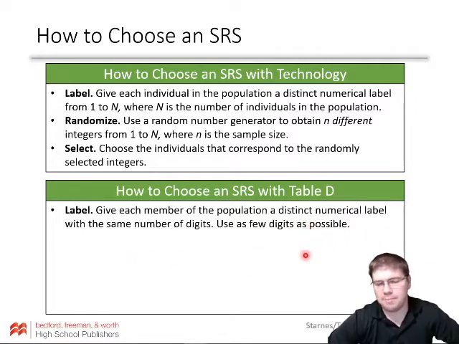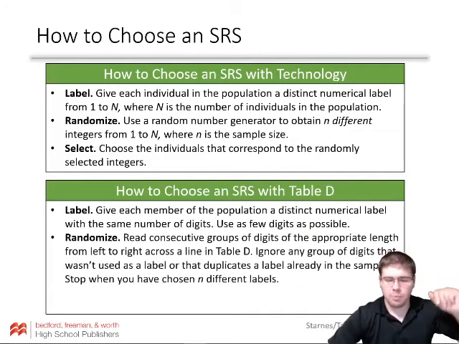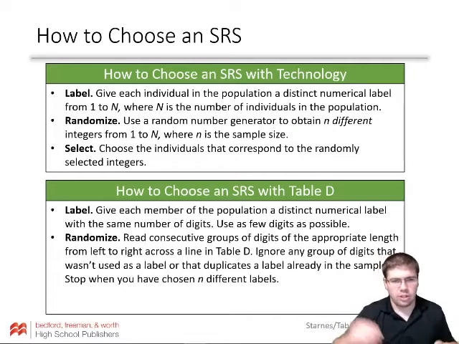But every once in a while they refer to this on the AP test, and so you want to know how this table of random digits works. So you label every individual, and then you randomize. So the way you're going to do this, you're going to look at consecutive digits in that table of random digits.